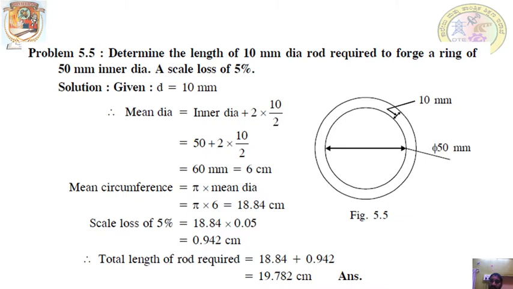So if you develop this, you have to consider the mean dia. So the length of the rod required is pi into d, that is 3.14 into 6, where 6 is the mean dia. So 18.84 centimeter is the mean circumference required, but we have to consider 5% of loss. So 5% multiplied by 18.84 is 0.942. So the total length required is 18.84 plus the scale loss, 0.942. So 19.782 is the total length of the bar stock required for preparing this ring of 10 mm dia. Hope you understood this problem.